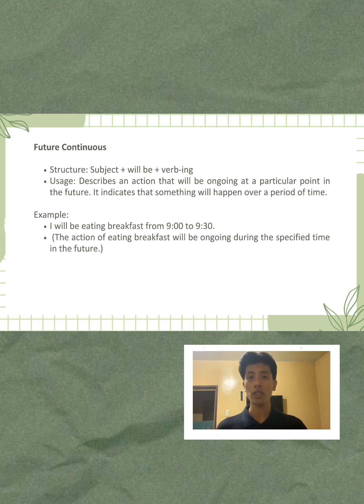In its future continuous form, the structure should be subject plus the auxiliary verb will be and the verb ing. So its usage describes an action that will be ongoing at a particular point in the future. It indicates that something will happen over a period of time. So here's an example sentence. I will be eating breakfast from 9 to 9:30. The action of eating breakfast will be ongoing during that specific time in the future.